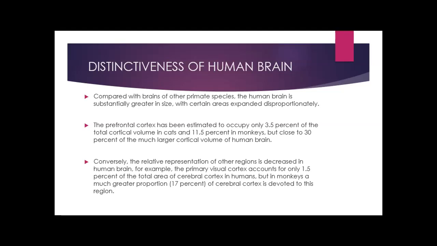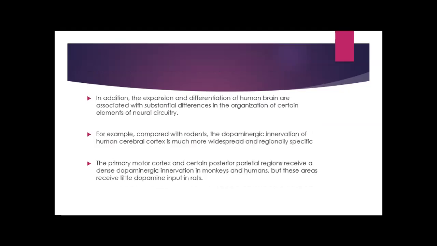Conversely, the relative representation of other regions is decreased in human brain. For example, the primary visual cortex accounts for only 1.5% of the total area of cerebral cortex in humans, but in monkeys, a much greater proportion, around 17% of cerebral cortex, is devoted to this region.